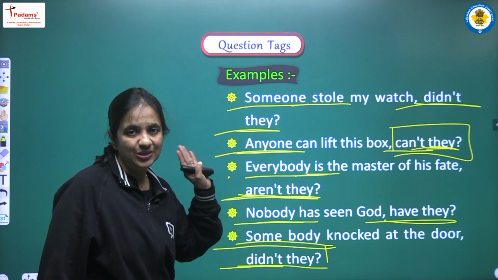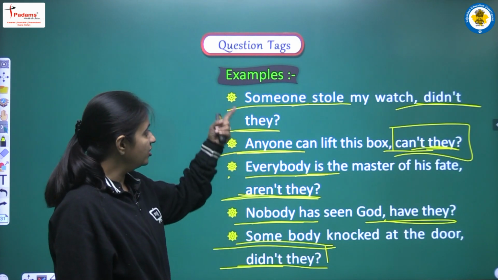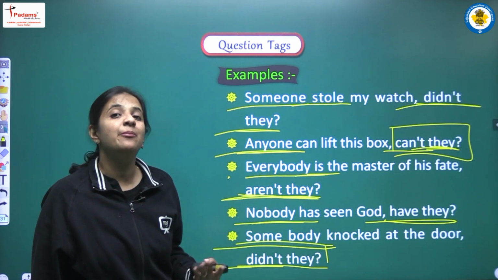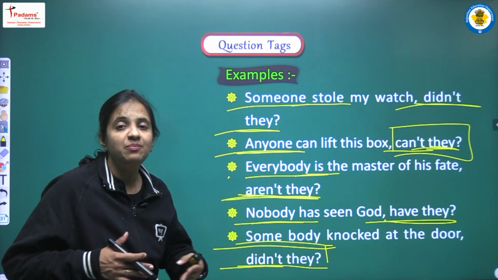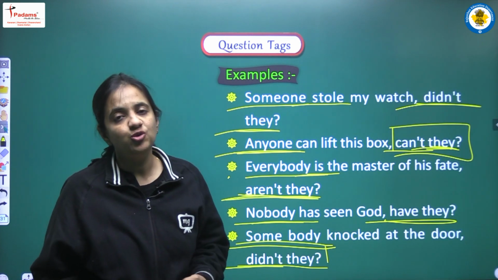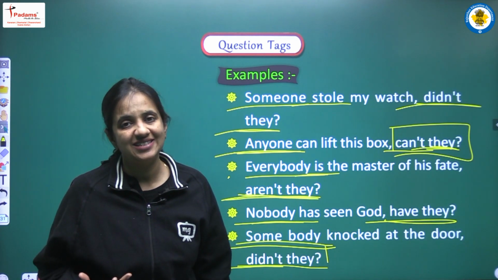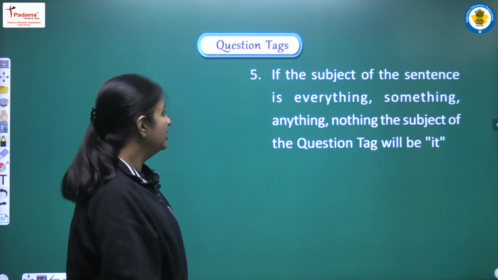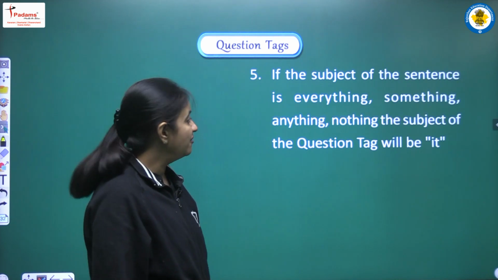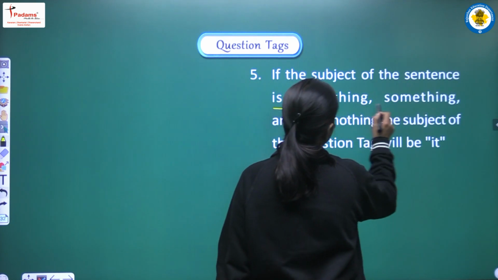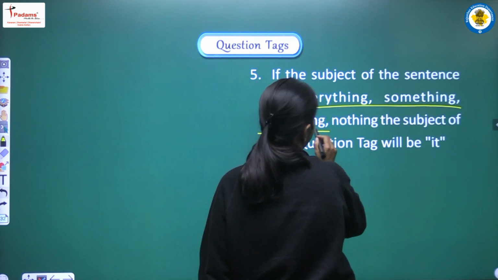Okay, so this is the rule, and according to this rule, if you are having someone, no one, anyone, everyone, somebody, nobody, then in the place of these words we have to use they as a pronoun in the question tags, right?